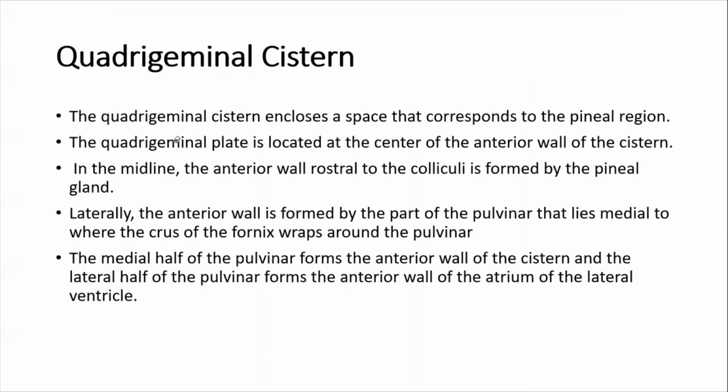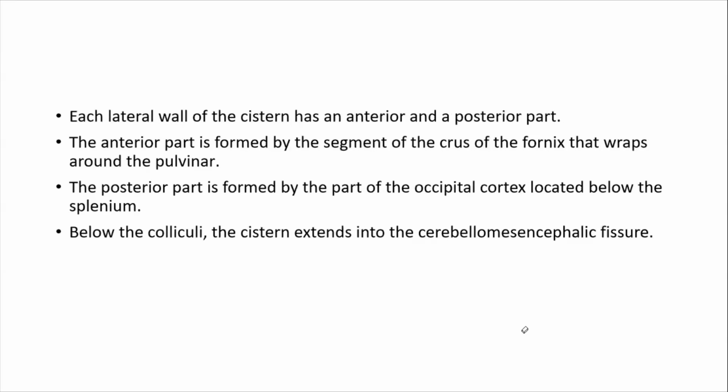The quadrigeminal cistern is an enclosed space that corresponds to the pineal region. The quadrigeminal plate is located at the center of the anterior wall of the cistern. In the midline, the anterior wall, rostral to the colliculi, is formed by the pineal gland. Laterally, the anterior wall is formed by the part of the pulvinar that lies medial to where the crus of the fornix wraps around the pulvinar. The medial half of the pulvinar forms the anterior wall of the cistern, and the lateral half of the pulvinar forms the anterior wall of the atrium of the lateral ventricle.